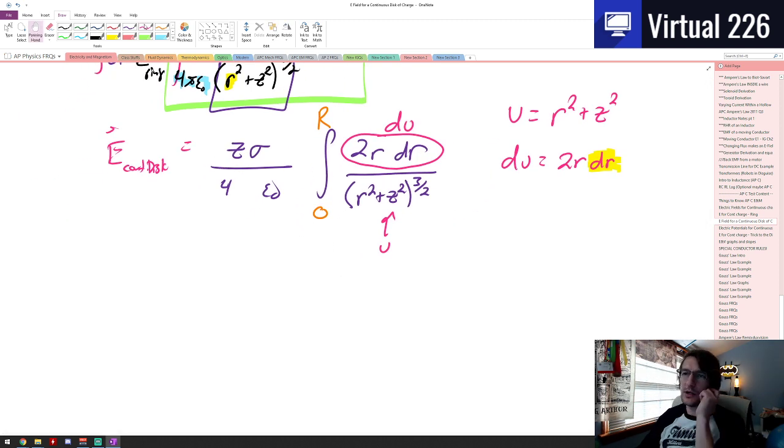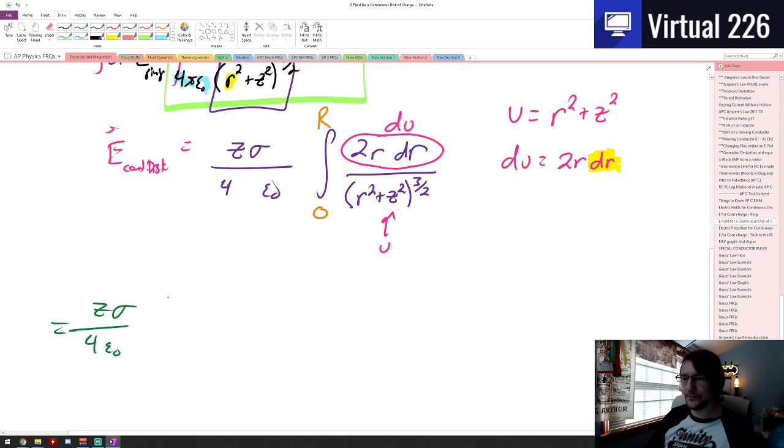So what I can do is rewrite this as my constants, z sigma over 4 epsilon naught, times the integral. Some people like to change their bounds, but I don't like to change my bounds. I like to undo my u's afterwards. Whatever floats your boat calculus-wise. I go 0 to r, and this is going to be du over u to the 3/2 power.